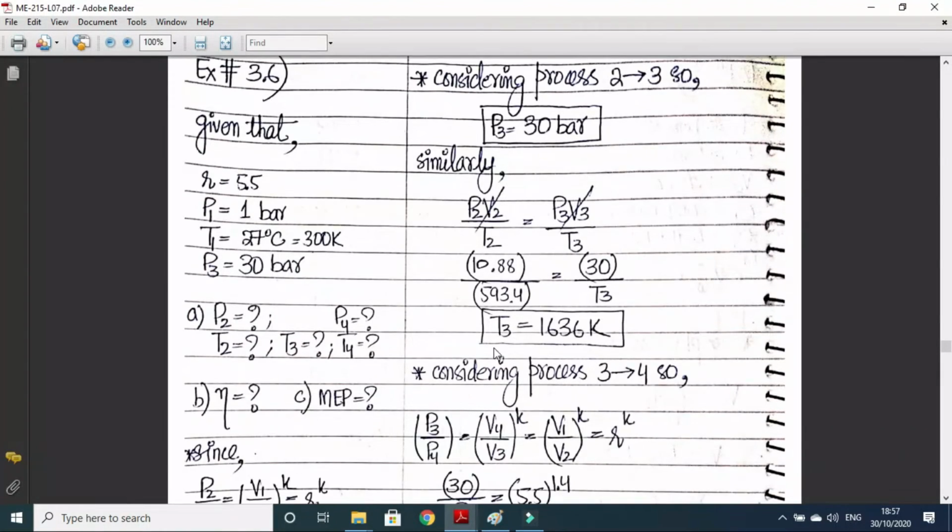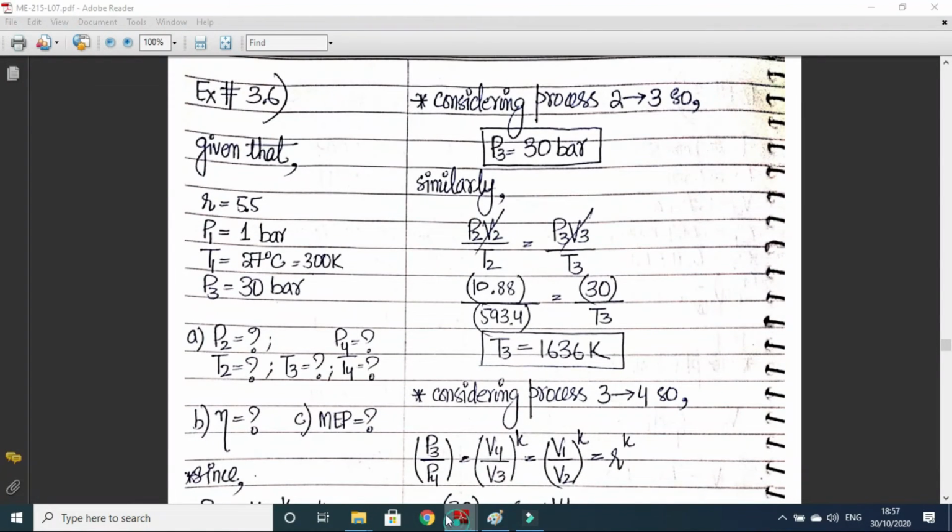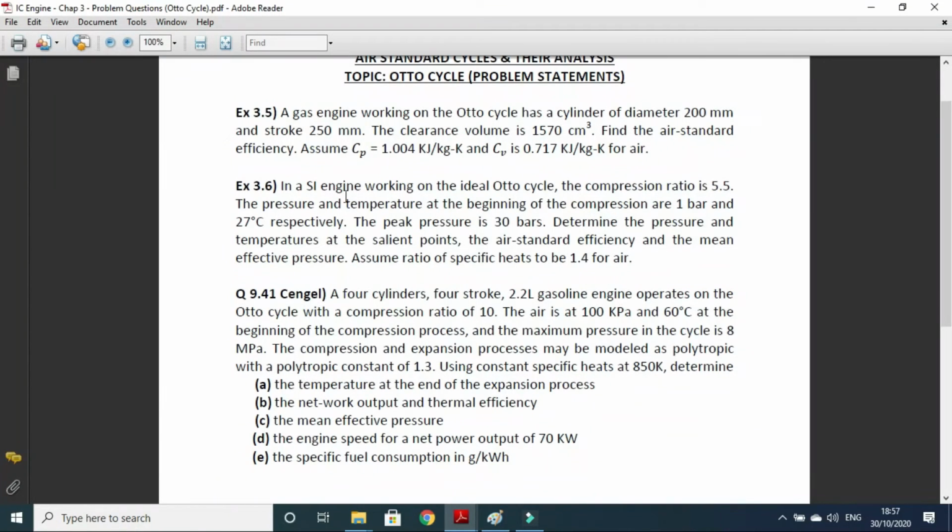Now let's move forward to the next numerical. Solve example 3.6. In a SI engine working on the ideal Otto cycle, the compression ratio is 5.5. The pressure and temperature at the beginning of the compression are 1 bar and 27 degrees Celsius respectively. So P1 and T1 are given. The peak pressure P3 is also given. Determine the pressure and temperature at the salient points, the air standard efficiency, and the mean effective pressure. Assume the ratio of specific heats to be 1.4, that is K is given. So it's a very simple numerical.